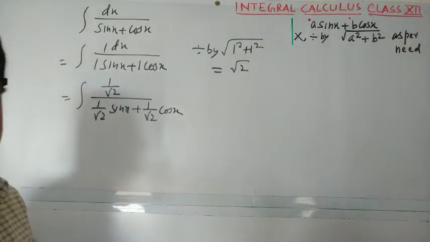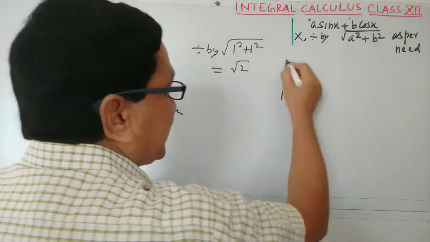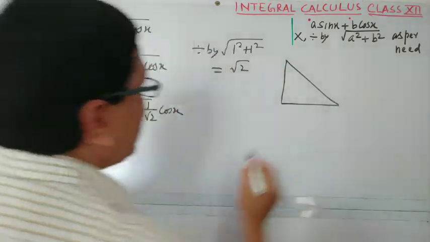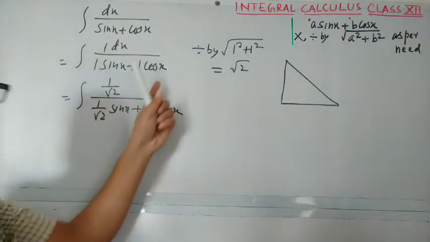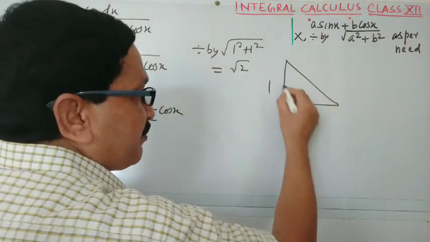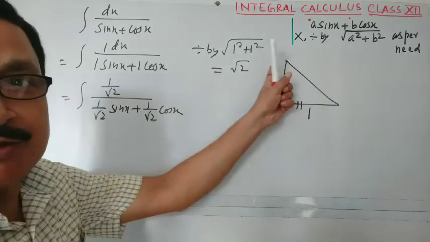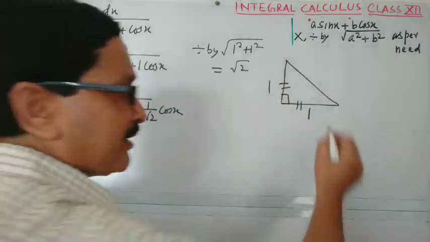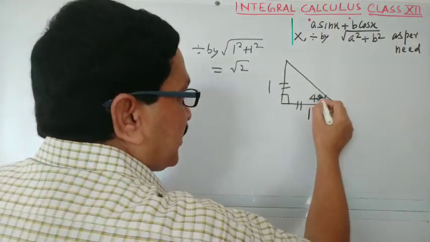Now 1 by root 2 is well known to you. You can create the triangle, but remember that both are 1, 1. Perpendicular and base both are 1, 1. In this case both angles are equal. Two sides are equal, two angles are equal, and we note that this is 45 each.